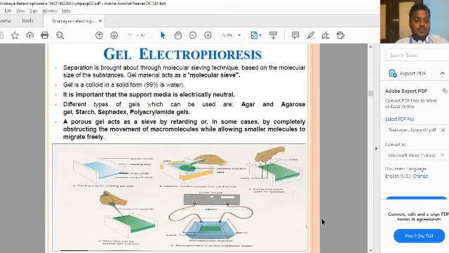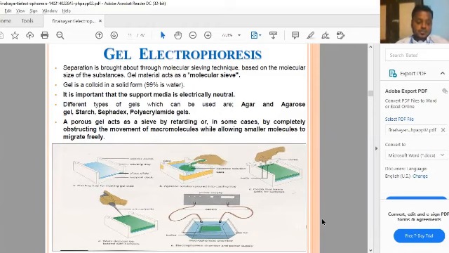Different types of gels can be used here: agar and agarose gel, starch, and polyacrylamide gel. Agar, agarose, polyacrylamide gels and starch are used for gel electrophoresis. The porous gel acts as a sieve, retarding or in some cases completely obstructing the movement of macromolecules while allowing smaller molecules to migrate freely.